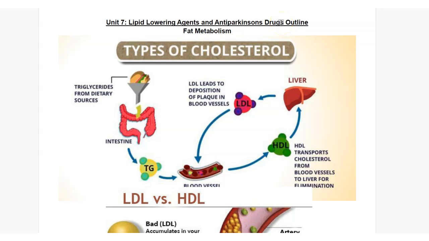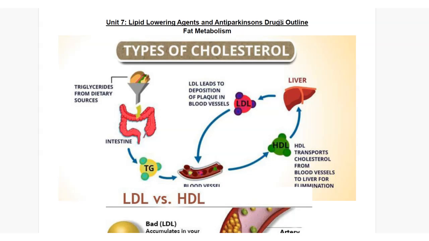Lipid-lowering agents and anti-Parkinson's drugs outline. We're going to be talking about the different types of cholesterol to really understand certain disease processes that are affected by our cholesterol levels. So triglycerides. Triglyceride is basically a type of cholesterol that's coming from our dietary intake. Typically a person that eats a lot of carbohydrates can actually end up with high triglyceride levels. Anyway, the main idea is triglyceride is from your diet.